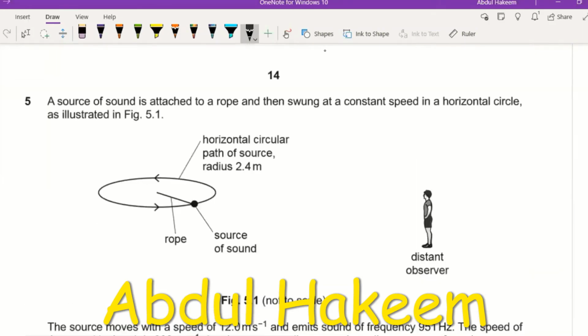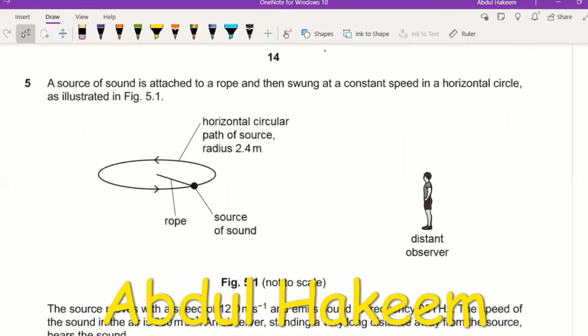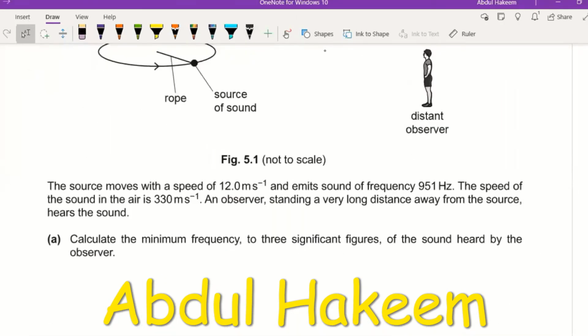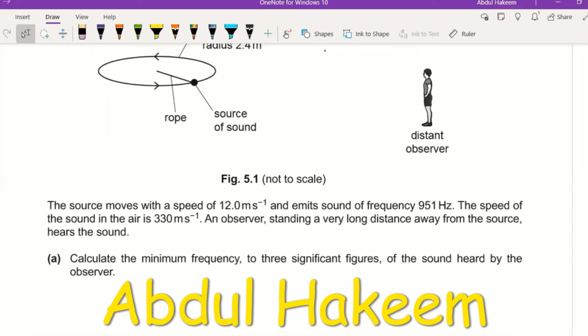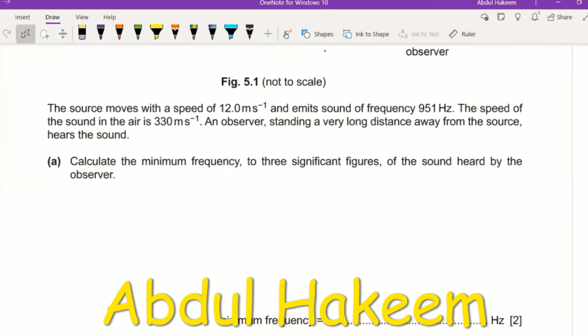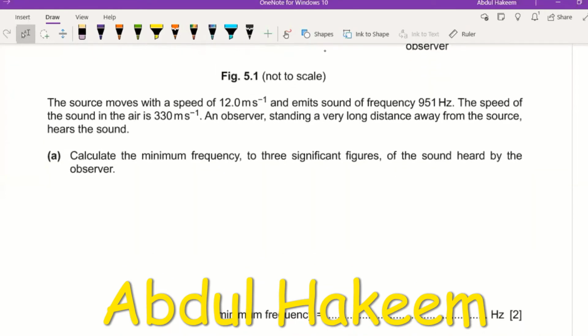Now the next is a source of the sound is attached to the rope and then swung at the constant speed in the horizontal circle. The source moved with the speed of 12 and emitted sound of the frequency 951. The speed of the sound in the air is 330. An observer standing a very long distance away from the source hears a sound. Calculate the minimum frequency to 3 significant figure of the sound heard by the observer. Minimum sound observed by the observer.